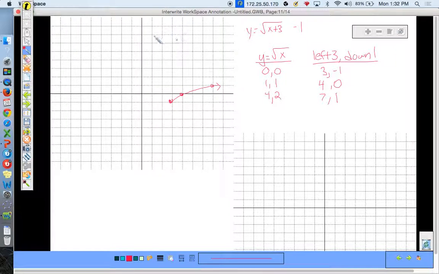And so if we wanted to practice domain and range on this one, we could. What's our domain? Well, our starting x value is at this 3, so x has to be greater than or equal to 3. Where our range, well, the lowest value is negative 1, so y has to be greater than or equal to negative 1.